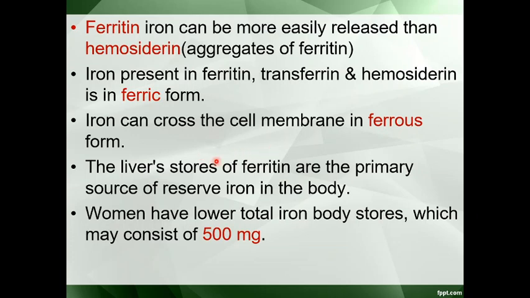So what we have learned from this slide is that iron is transported by transferrin and it is stored in the form of ferritin and hemosiderin. Hemosiderin is a stored form of ferritin. Iron in the transferrin, ferritin, and hemosiderin is present in the ferric form, and iron can cross the cell membrane in the ferrous form, right? And also we have seen the distribution of the iron.